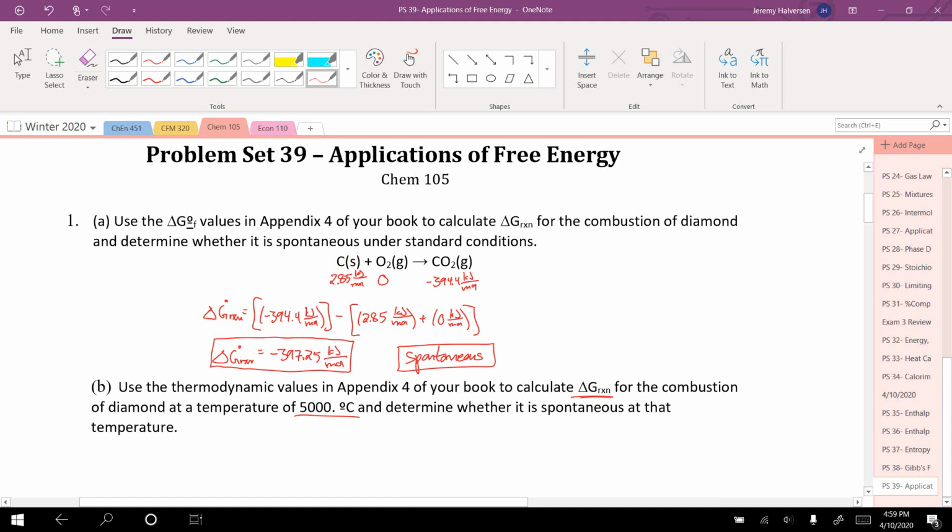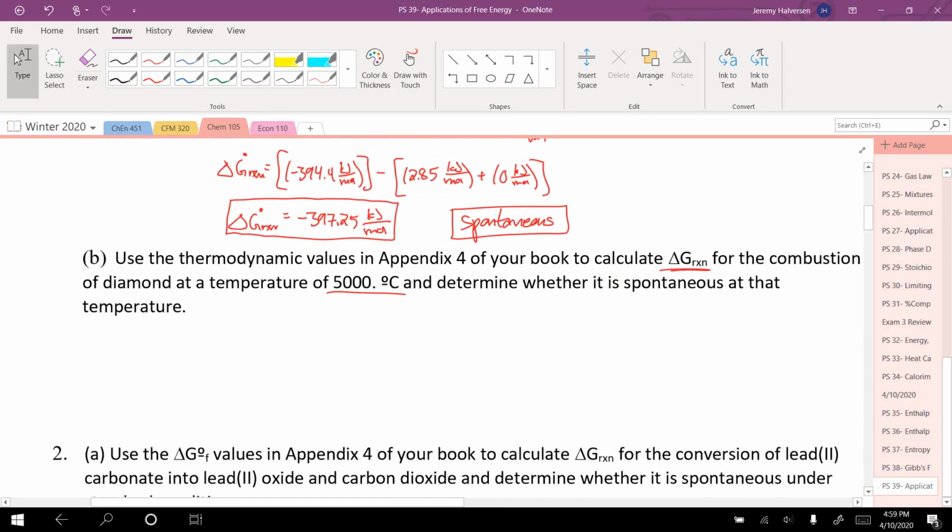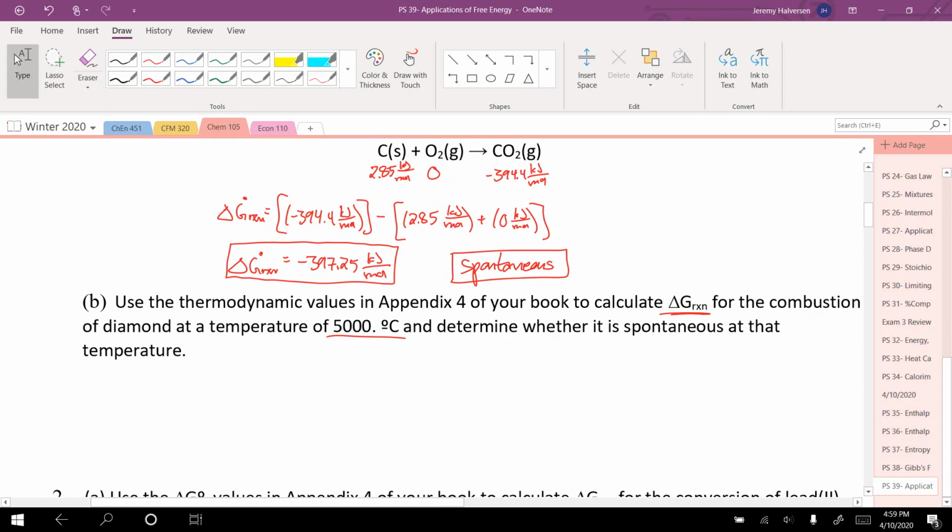Determine whether it's spontaneous at 5,000 degrees. Okay, well, we cannot use delta G values from the book and do products minus reactants because those are for standard conditions. This is at 5,000 degrees Celsius. So we're going to have to use delta G equals delta H minus T delta S, which means we need delta H of formation values from the book and S values from the book.